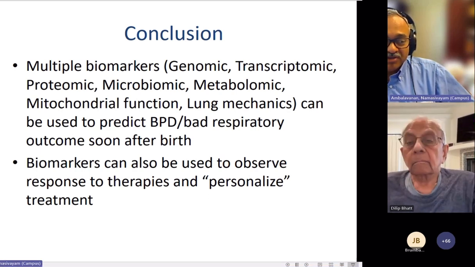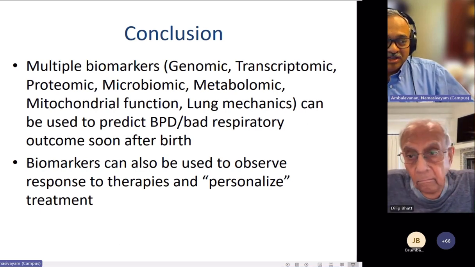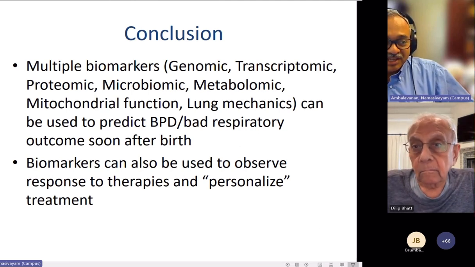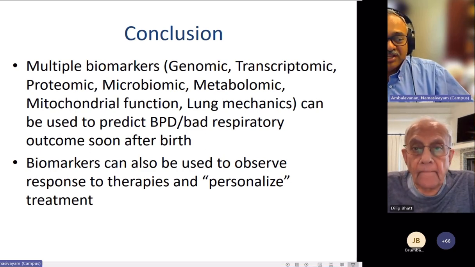So for example, if you can measure lung mechanics, if you have an intubated patient, it's easier because you can measure compliance, you can look at resistance, you can actually see are they responding to albuterol, or if you give them Lasix, are they getting better? And you can use it to personalize treatment.